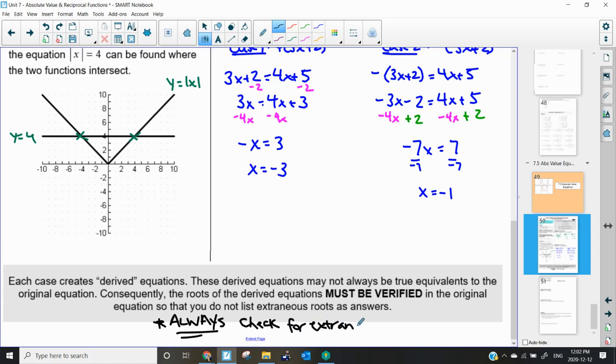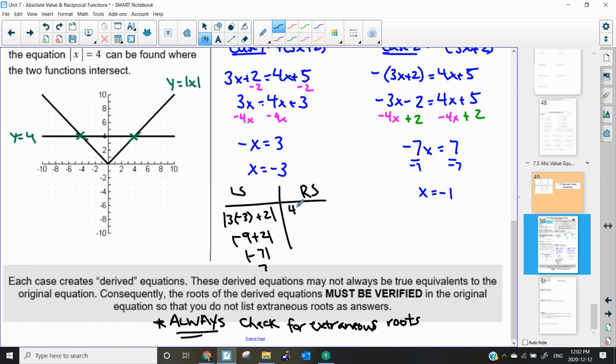Now again, because we do that in other units in this course, this is not anything new. So we're always checking for extraneous roots. So first one here, we're looking at doing a left side, right side verification, and we're subbing in using the original equation with the absolute value symbols. So here we have x is negative 3, so it's going to be 3 times negative 3 plus 2, all in the absolute value symbols. That gives me negative 9 plus 2. Absolute value of negative 7 is 7.